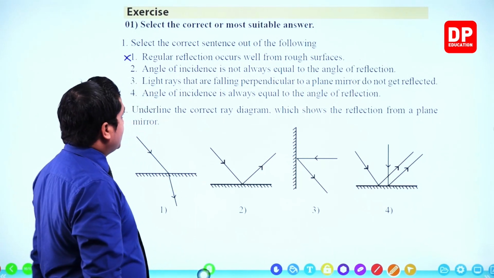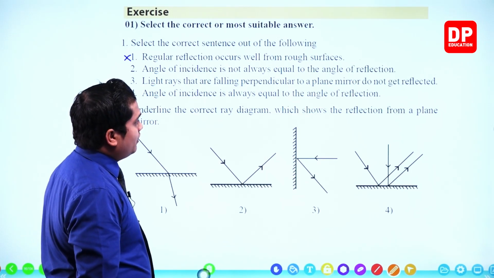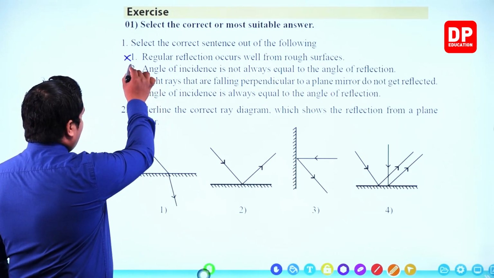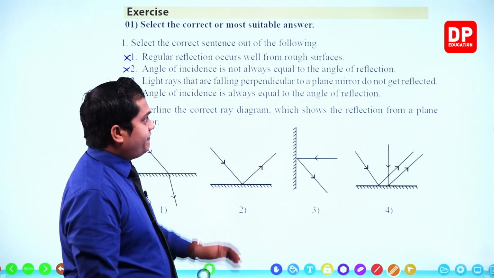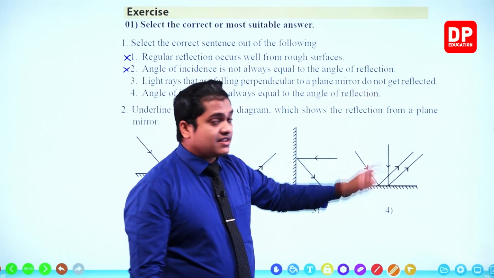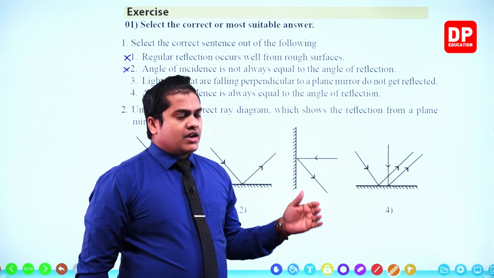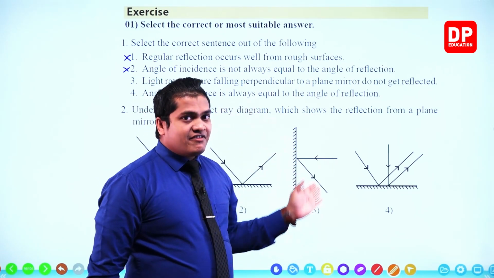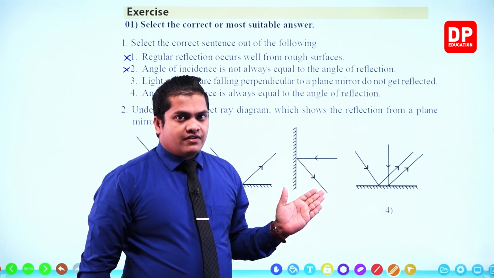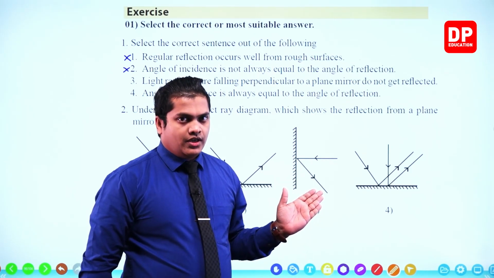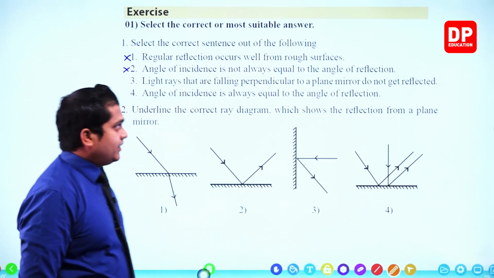So this is incorrect. Next one, angle of incidence is not always equal to the angle of reflection. Once again incorrect, my dear children, because the angle of incidence is always equal to the angle of reflection. Here it is given specifically as reflection. If it is refraction, then it is okay, the angles are getting changed for sure. But within each and every reflection, the angle of incidence is equal to the angle of reflection. That is why it is referred to as a law. We can't change it. Next one.